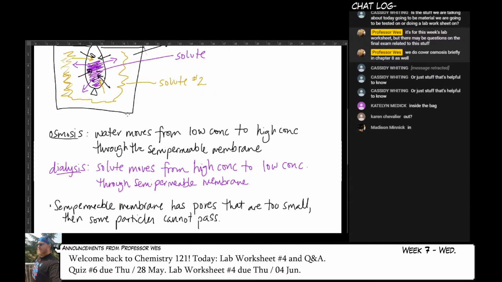But if I chose a membrane that filtered out one over the other, for example, let's suppose that solute number 2 is very big, and that solute number 1 is small.